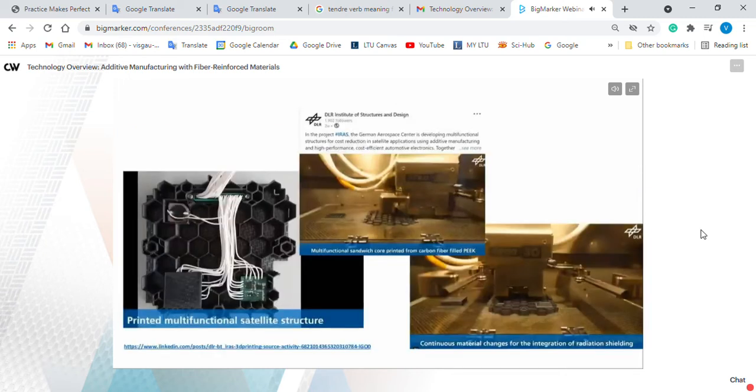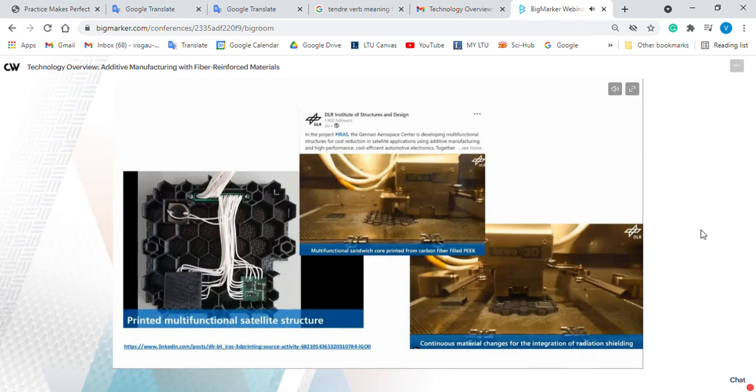Now, this is what I grabbed today off LinkedIn because I thought it's just another example of why we're seeing more and more multi-material prints. This is something that the DLR Institute of Structures and Design in Stuttgart is doing. They do a lot of work with the space industry. And so this is a piece of a satellite structure.